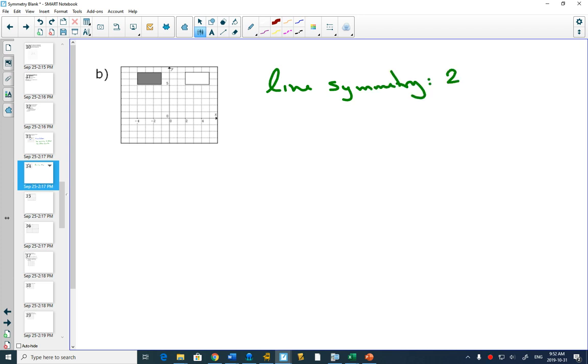How many lines of symmetry? 2. It has horizontal and vertical. If you draw a line through here and flipped it over, it would match up. If you drew a line right in between them and flipped them over, they would match up. In this case, we're not worrying about shaded and not shaded, okay? So the vertical one, if you flipped it over, the shading and not shading wouldn't match up. But it's just to show where one object started and the other one went to. This one also has rotational symmetry.